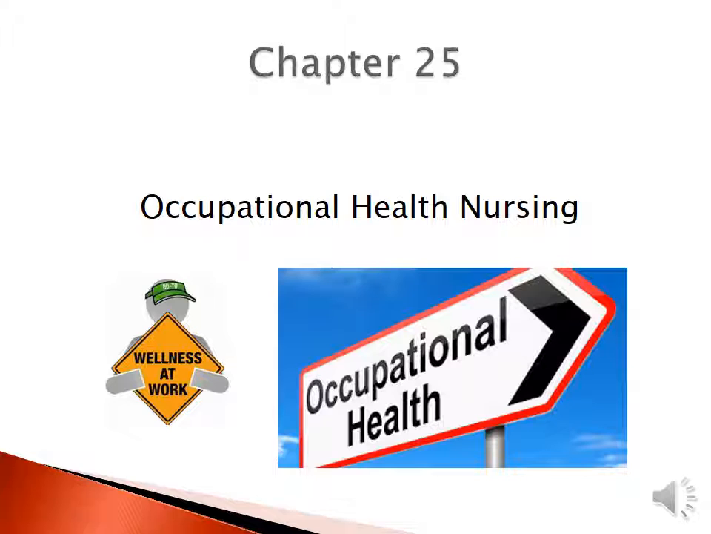Chapter 25, Occupational Health Nursing. We now turn our attention to the topic of occupational health. The specialty of occupational health nursing emphasizes the identification and control of risks to employee health which occur as a result of physical, chemical, and biological hazards.